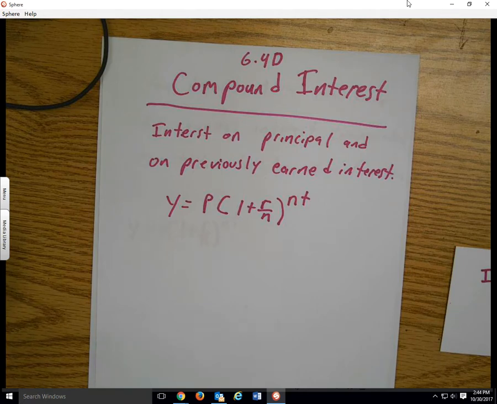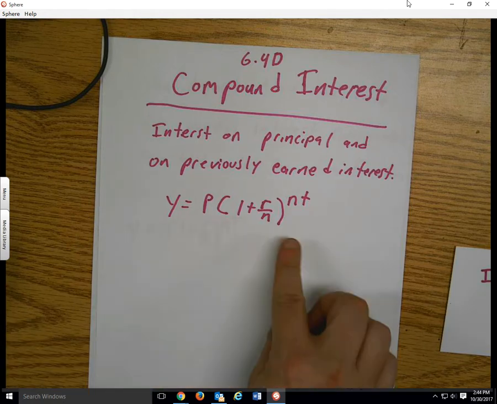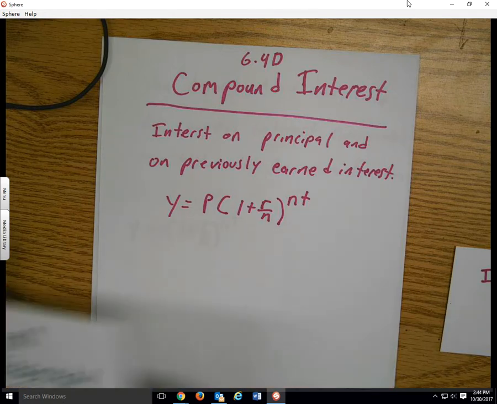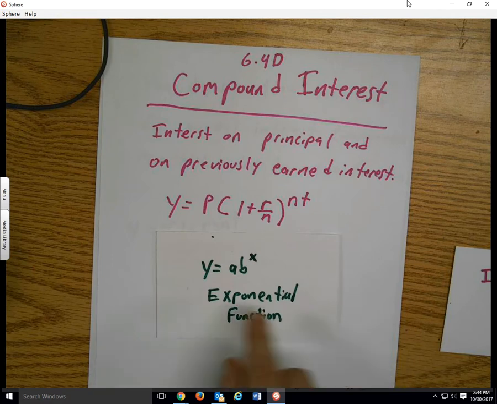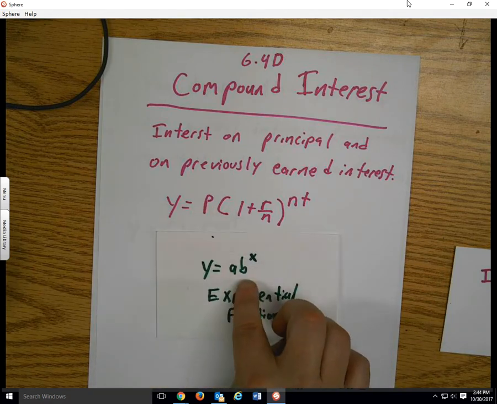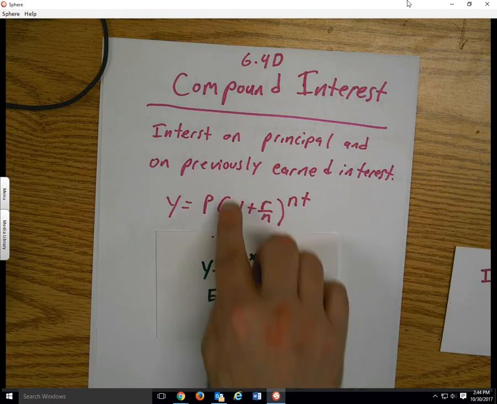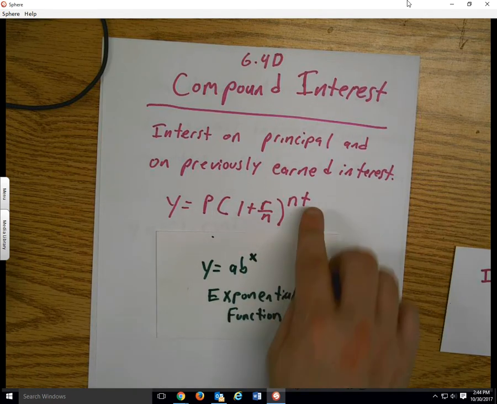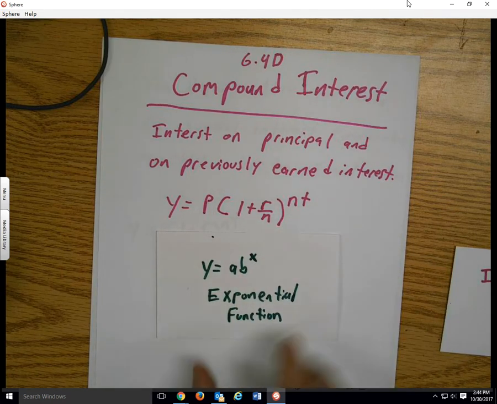Anyway, just to remind, this is what it looks like. This is the formula for it, but it's really of that same form of all exponentials. You see how the y equals, the a is the P, the b is this right here, and the x is the n and the t. So it's very similar, okay?